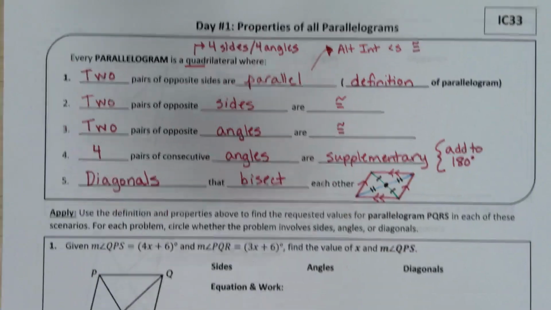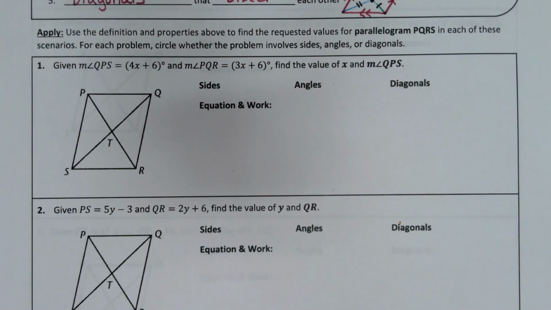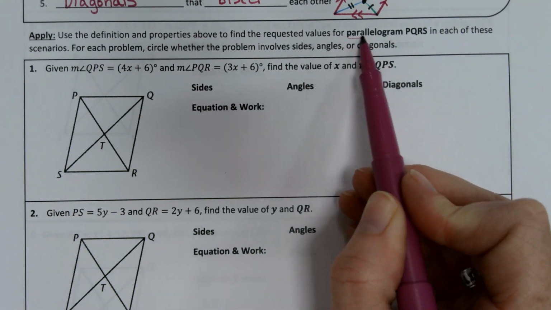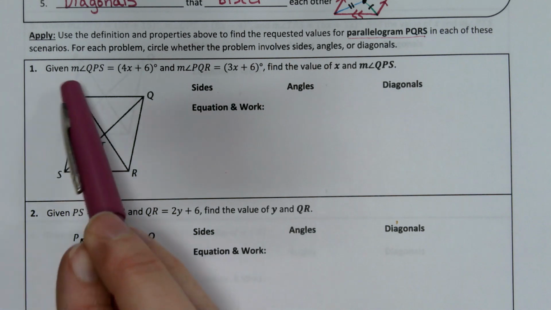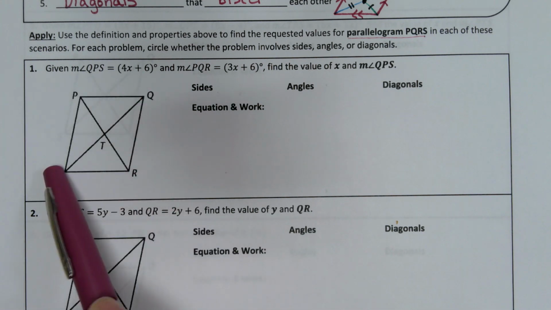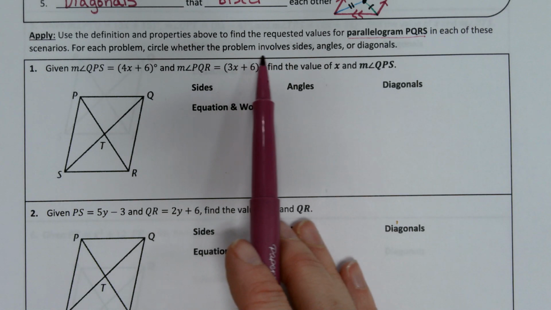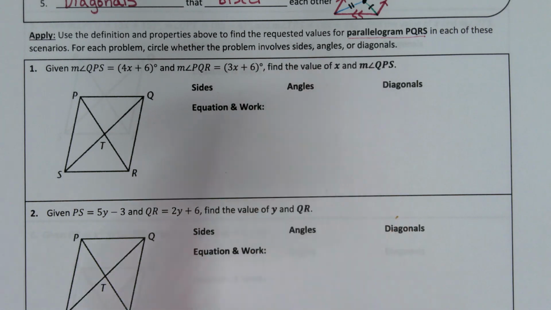So the next thing we're going to do is try to apply that definition and those properties to find the requested values for parallelogram PQRS. They're telling us in the instructions that all of these PQRS shapes are parallelograms. For each of these problems, we're also going to make sure that we're in the right mindset by circling whether the problem involves sides, angles, or diagonals, because that will help us to decide which of the properties will be used to build the equation.